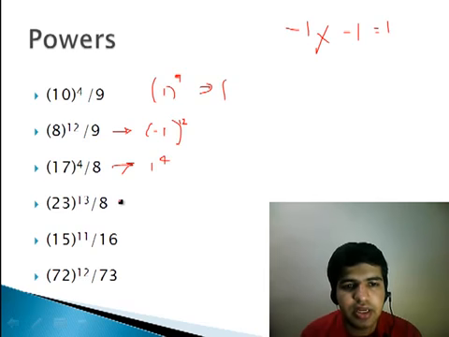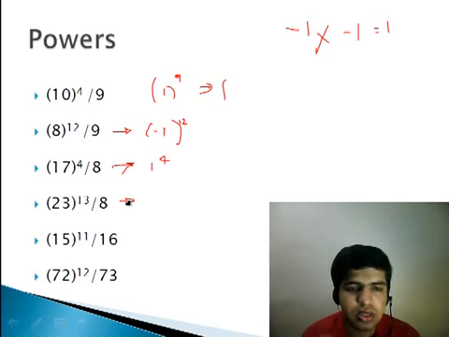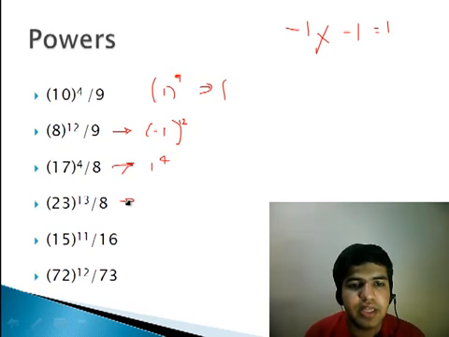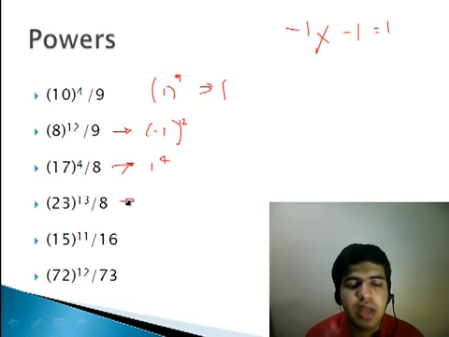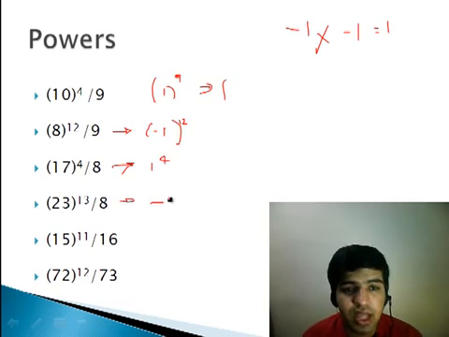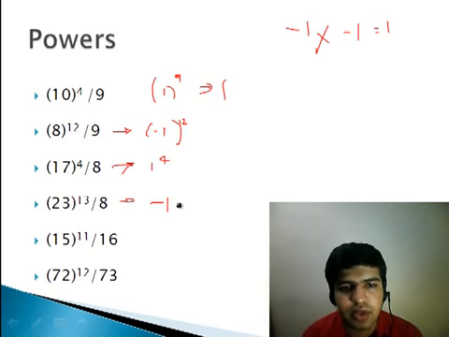Then again in the powers, when it is 23 raised to 13 divided by 8, we'll get minus 1 raised to 13, right? 23 gives us minus 1 as the remainder, and it is multiplied 13 times. So minus 1 raised to 13, and since it is an odd number, minus 1 raised to odd will leave us with minus 1. So our final remainder is 8 minus 1, that is 7.